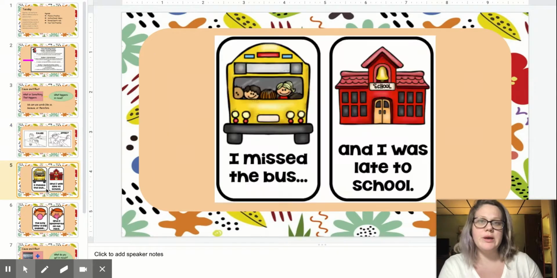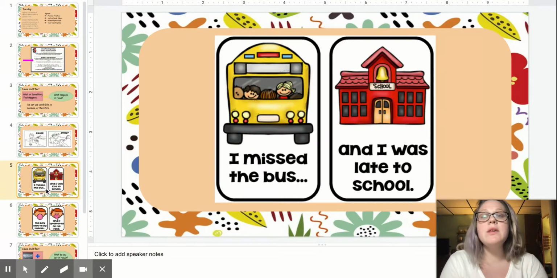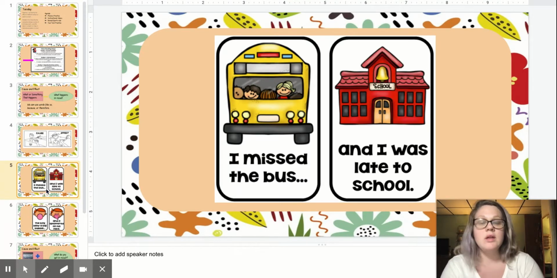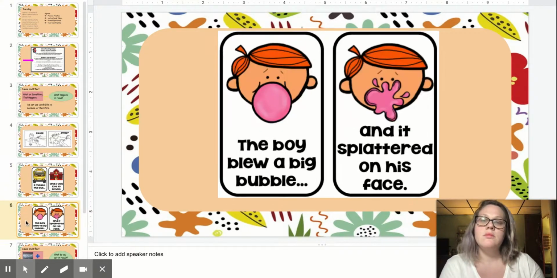Let me show you another one. So if you miss the school bus or you miss the bus to get to school, then the effect is that you're going to be late to school because somebody's going to have to drive you, or you're going to have to wait for another bus to come. So when you miss the bus, you're going to end up late for school. And then the last one I want to show you. So if you blow a big bubble, the effect is going to be it might splatter all over your face and make a gummy, ooey gooey mess. This actually happened to me last school year. It was not fun.